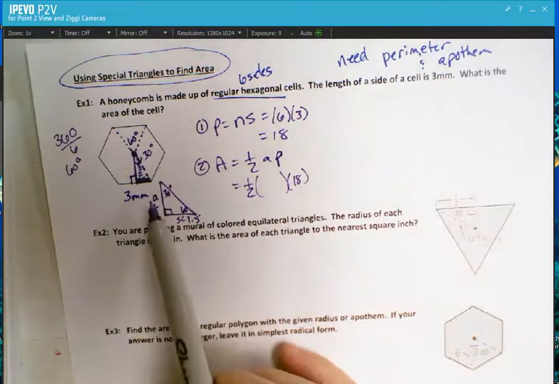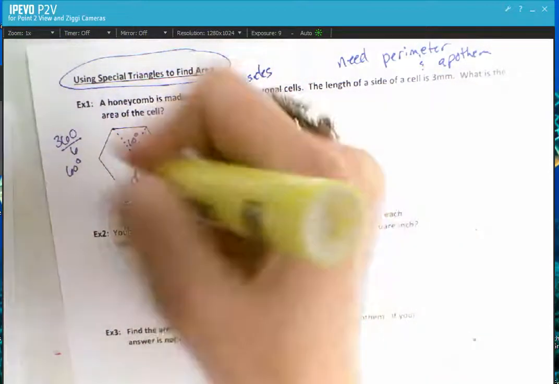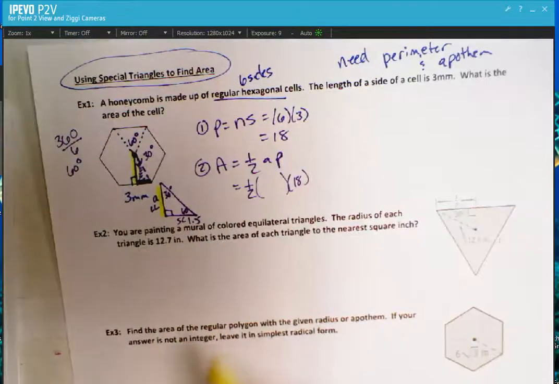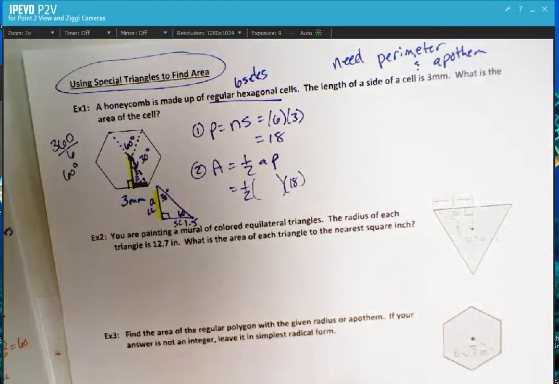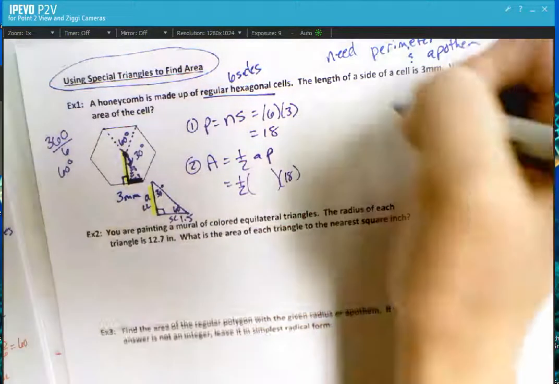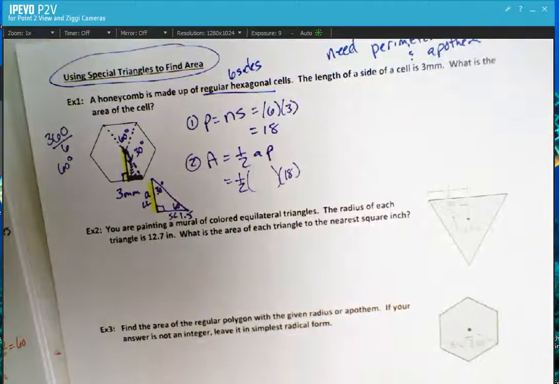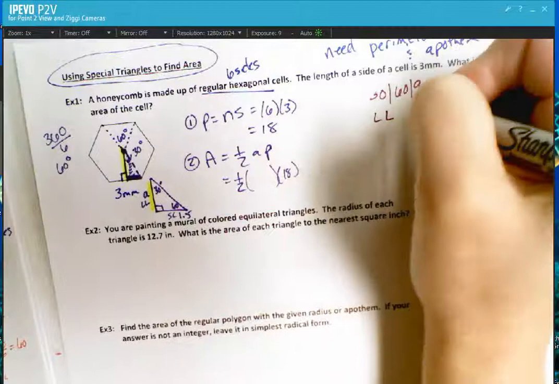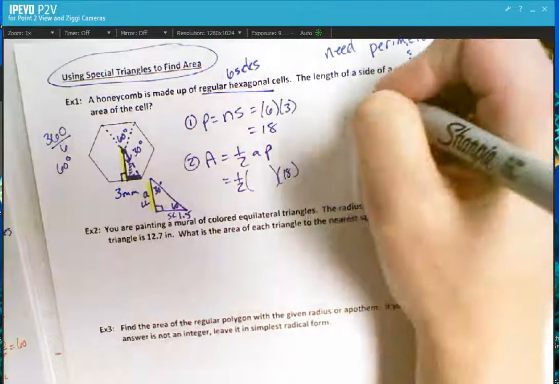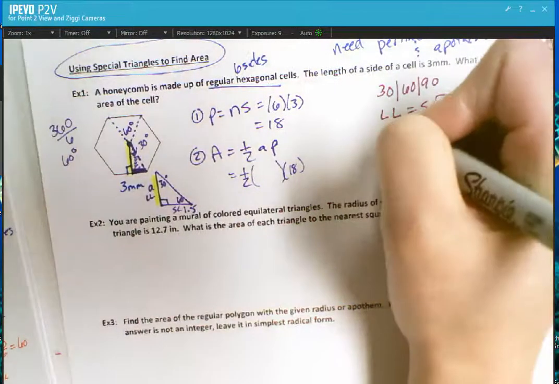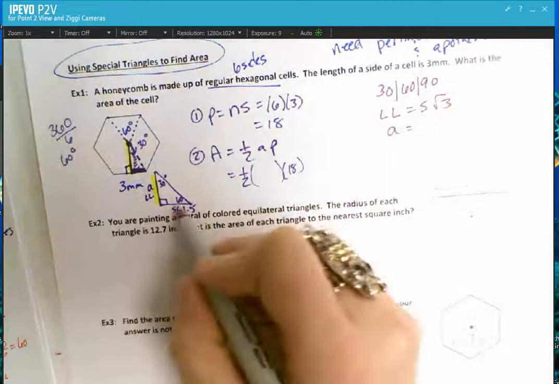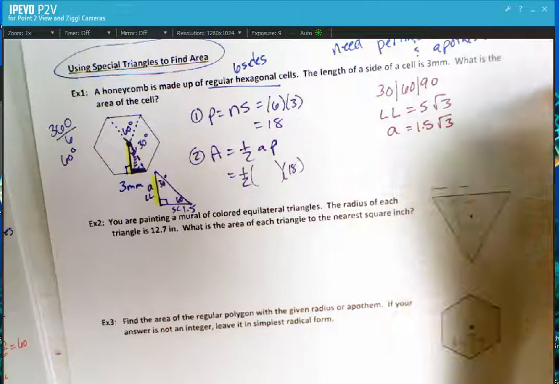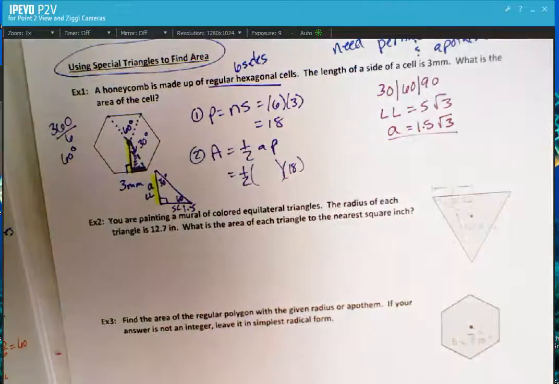So if I go back and look at it, the apothem is the long leg. That's where our special right triangle stuff kicks in. That's my apothem. It's the long leg of my 30, 60, 90. So I need to use my rules for 30, 60, 90s. So I'm going to go over to the side and find this apothem. I know in a 30, 60, 90 that the long leg is equal to the short leg rad 3. Substituting the pieces, the long leg I know is the apothem. The short leg we know is half of the side length, which is 1.5. And it's rad 3. So now I know what my apothem is, and I can use that in my formula.